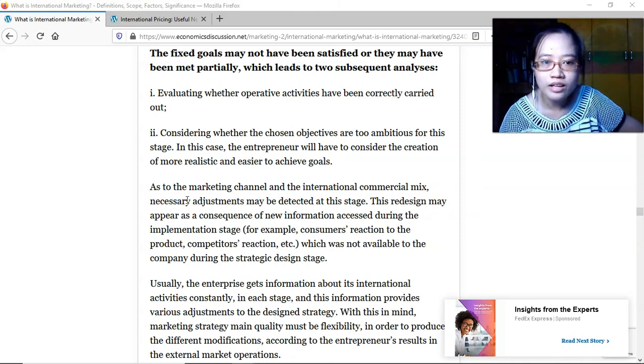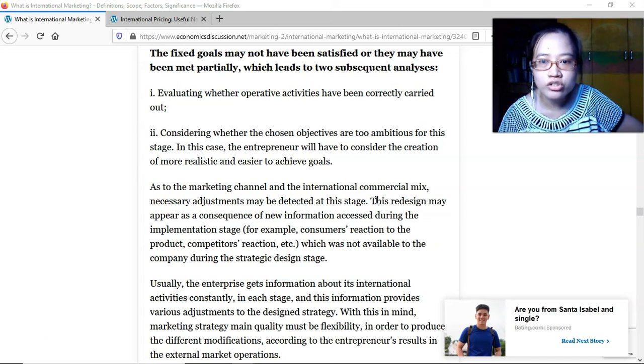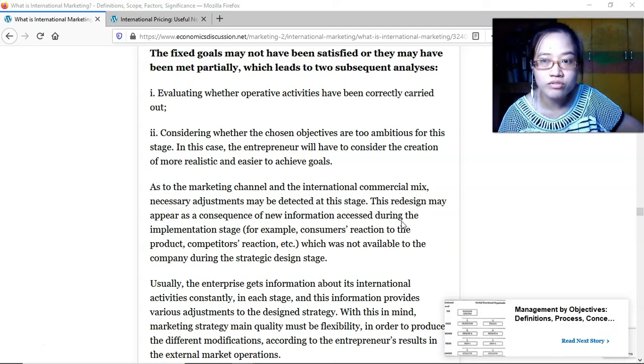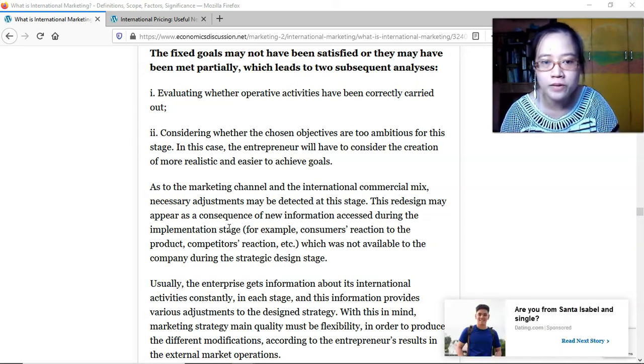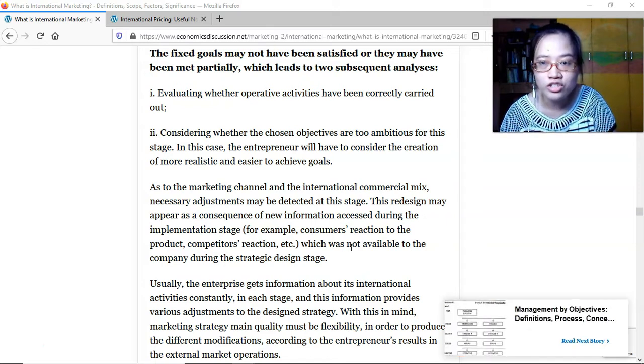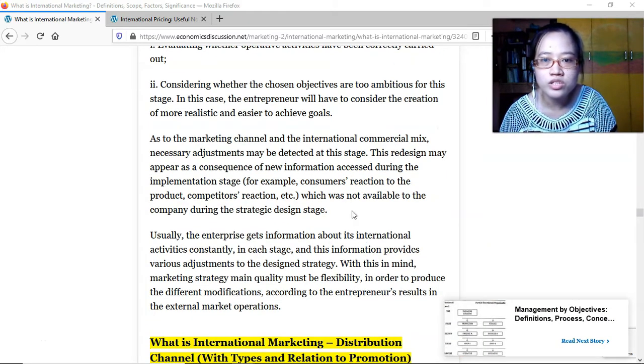Okay. As to the marketing channel and international commercial mix, necessary adjustments may be detected at this stage. This redesign may appear as a consequence of new information accessed during the implementation stage. So even during the implementation process or the execution stage, it's possible that they would come up with new information that might affect their implementation process. Okay. For example, consumers' reaction to the product, competitors' reaction, etc., which was not available to the company during the strategic design stage.